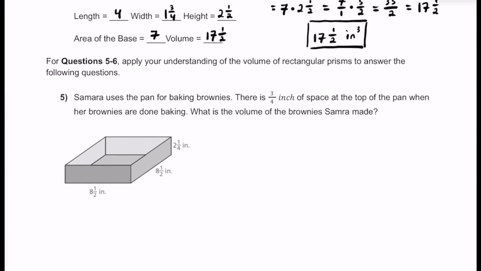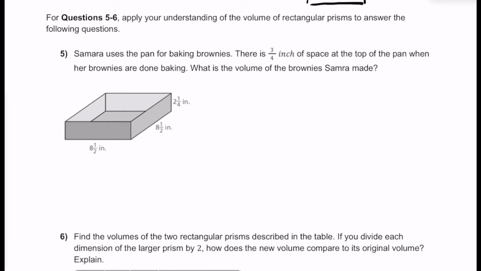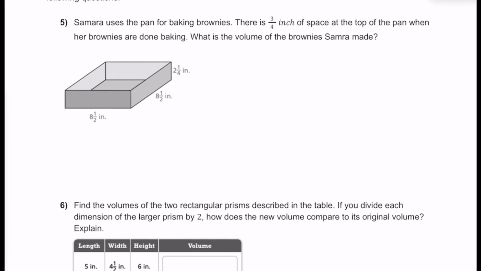All right, so let's try some applications now. In 5 and 6, we have a couple different applications to look at, or just extensions to kind of think about. In number 5, Samara uses a pan for baking brownies. There's a 3/4 inch space at the top of the pan when her brownies are done baking. What is the volume of the brownies? And I forgot a little A in here, so sorry about that. That's going to be Samara made.